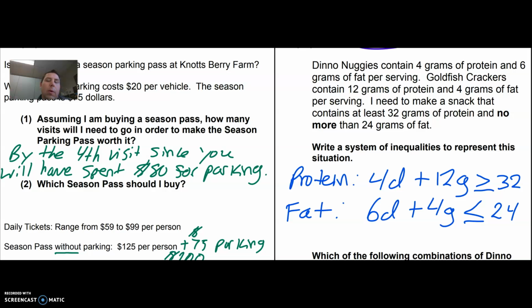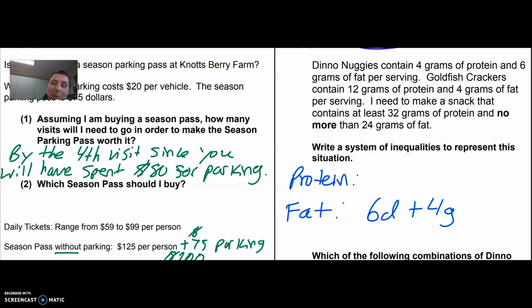Great. I still don't know why I need all this information. It says I need to make a snack that contains at least 32 grams of protein and no more than 24 grams of fat. So I need to find some kind of inequality that represents protein and fat.